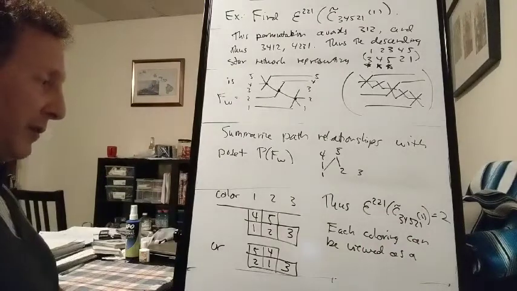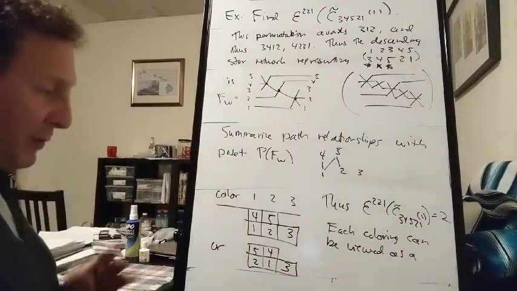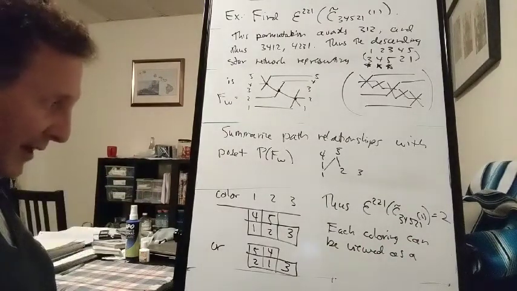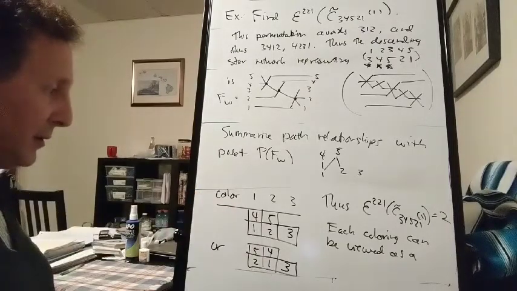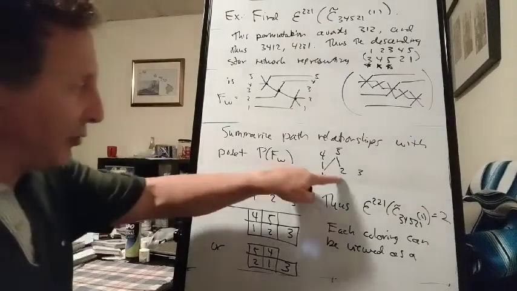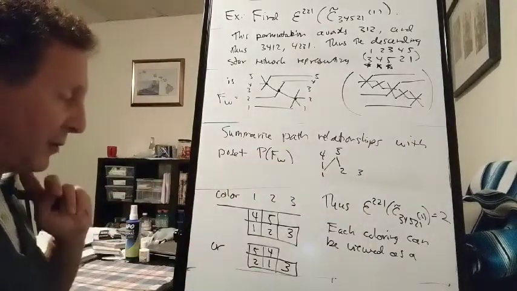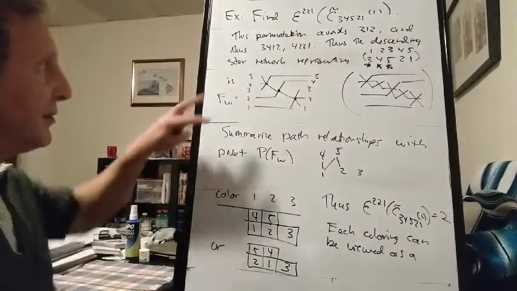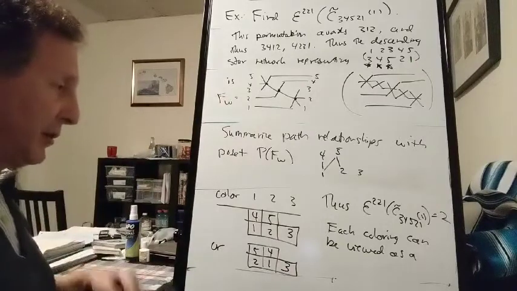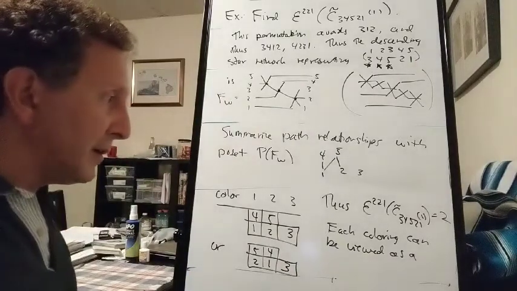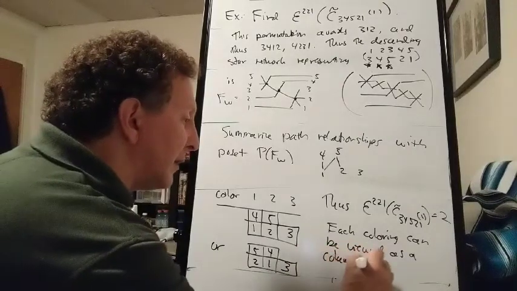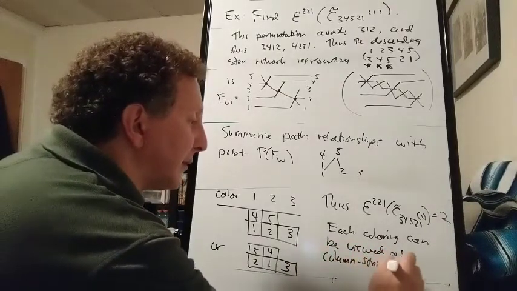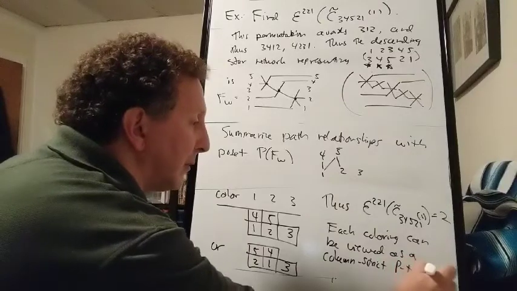So column strict tableau, except that when we said column strict in the past, we meant that one number had to be less than the number above it. So here, even though 2 is less than 4 as integers, we wouldn't want them in the same column because they're not 2 paths that could get the same color, because they intersect. So let's say column strict P tableau.